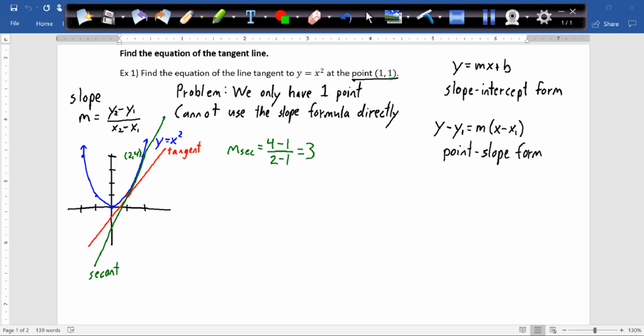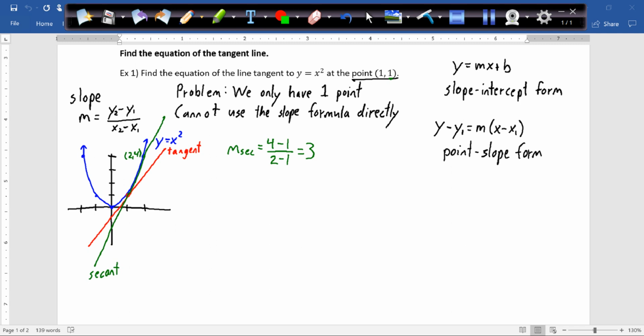I also know that it's greater than what? 0. 0 would be a flat line, horizontal line. My tangent line is not flat. It does have some steepness to it. So I know that the slope of the tangent line is between 0 and 3. Now, where in there is it, I don't know. I'd just be guessing.